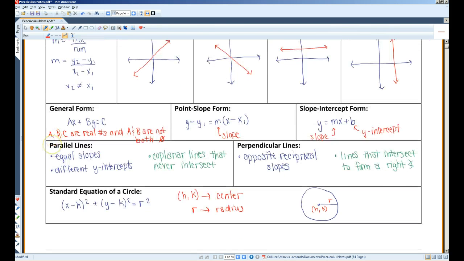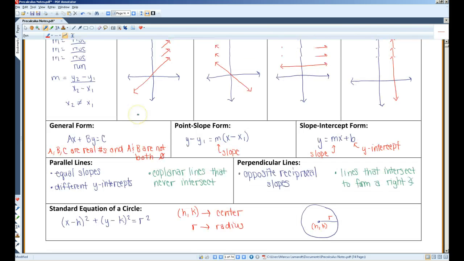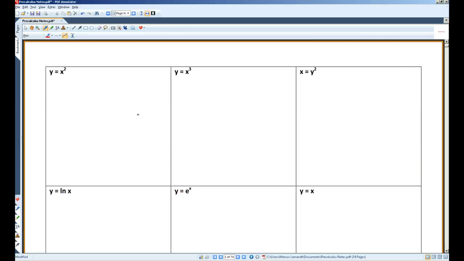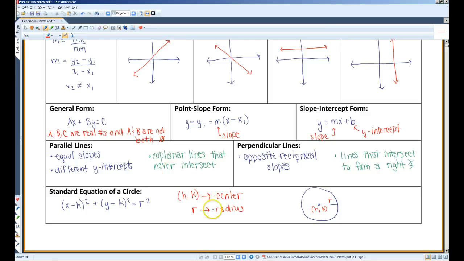Okay? There are three forms, sorry about that. There are three forms of the equation of a linear equation. There's the general form, point-slope form, and slope-intercept form. This is the one I tend to use most often, but it's good to know these also. m represents the slope, b represents the y-intercept. If you're going to use general form, A, B, and C are all real numbers, and A and B cannot both be 0.